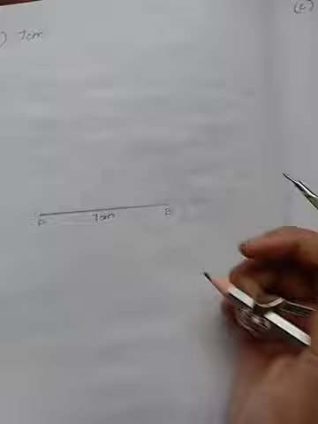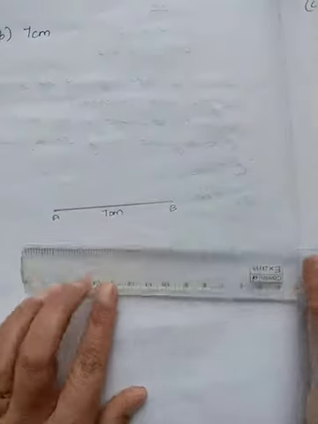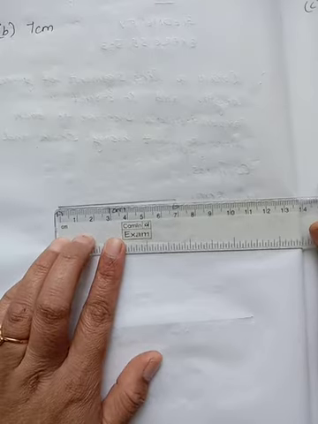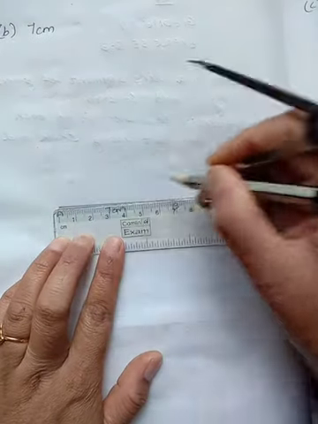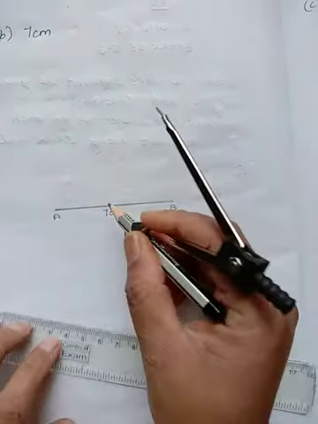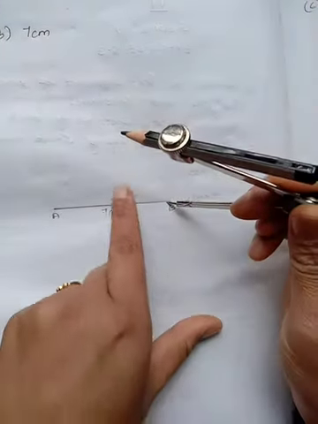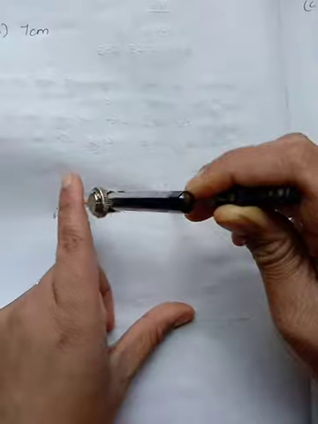Now your second question, 7 centimeter. So you have to draw 7 centimeter. You have to start from 0 and you have to end in 7. So this gives you 7 centimeter. Now we'll take half and above. Imagine this is half. You'll take more than that.